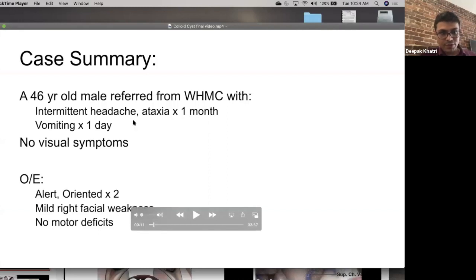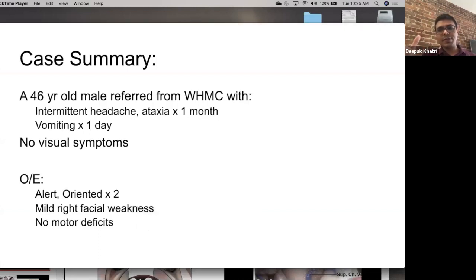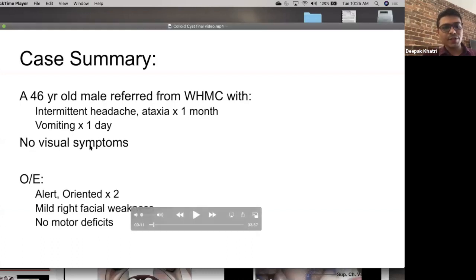So this patient presented to us with intermittent headache and ataxia for 1 month. And he had been having vomiting for 1 day. So vomiting shows that the pressure was really high. Vomiting is another grave sign of raised intracranial pressure. But luckily, this patient did not have any visual symptoms. On examination, he was alert. He was oriented ×2. There was mild right side facial weakness, but there were no motor deficits.